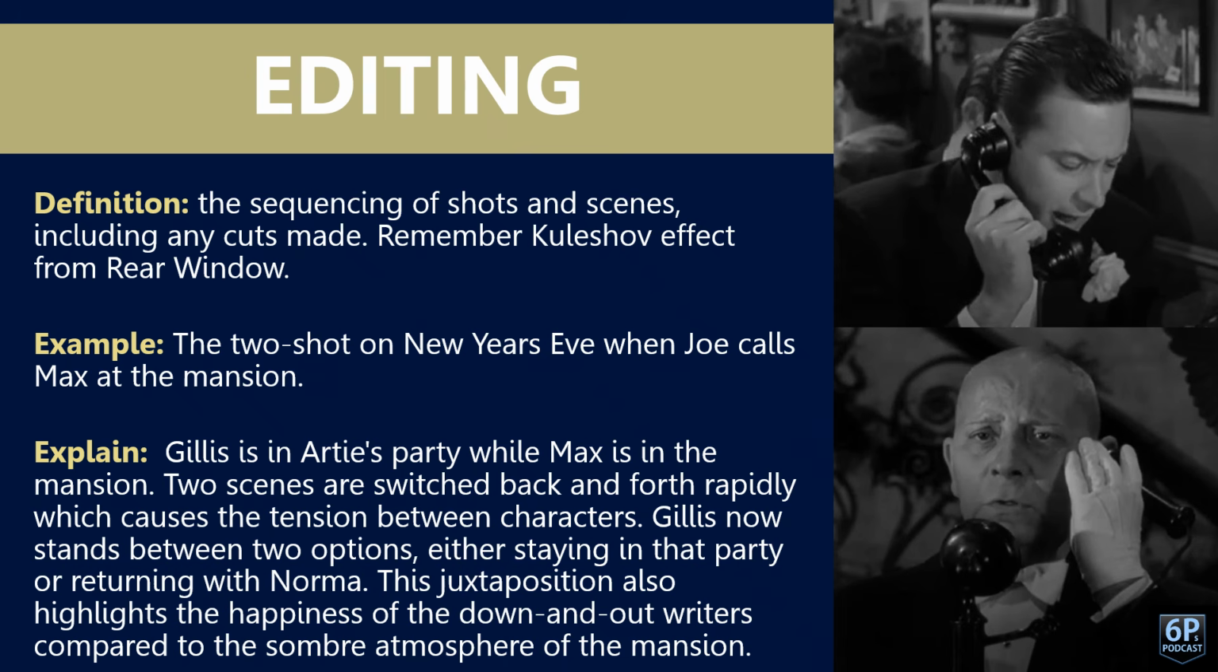Joe is at Artie's party while Max is in the mansion. The two scenes are switched back and forth rapidly, which causes a tension between the characters. Joe now stands between two options, either staying at the party or returning with Norma. Essentially, his decision is, does he remain happy with his fellow writers but struggling, or does he return to the mansion for financial security?